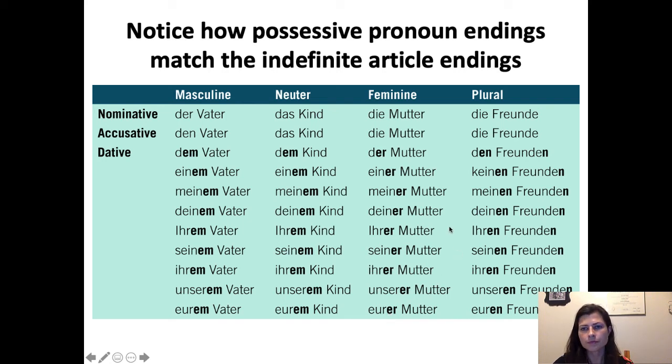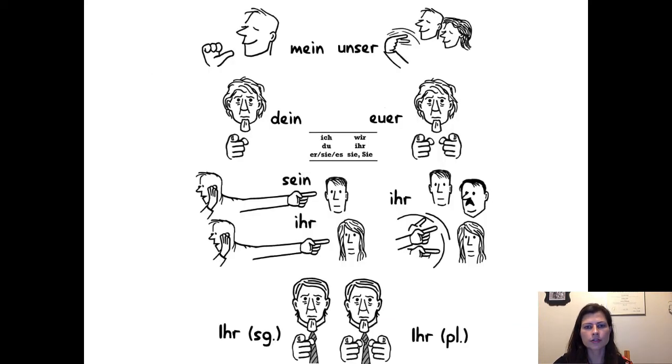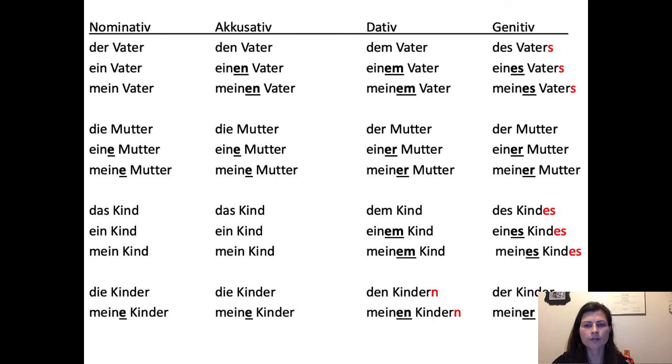And then for the plural, what we're going to want for the dative is den Freunden, dative plural. And then keinen Freunden, meinen Freunden, deinen Freunden. We're going to want that same en ending all the way down for the plural dative as well. And so you can see this is going to work for every noun case, nominative, accusative, dative, and genitive.